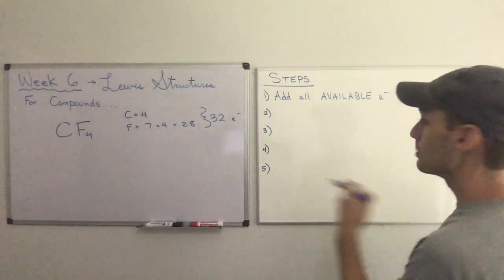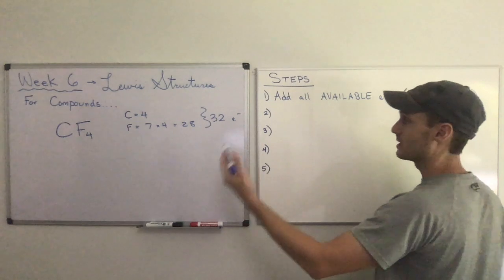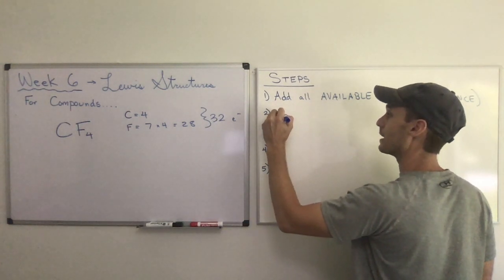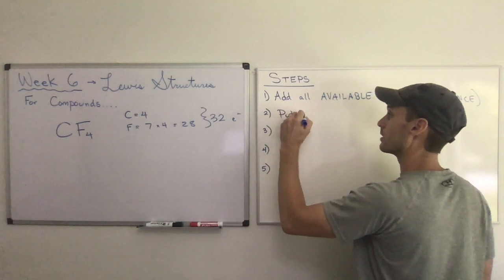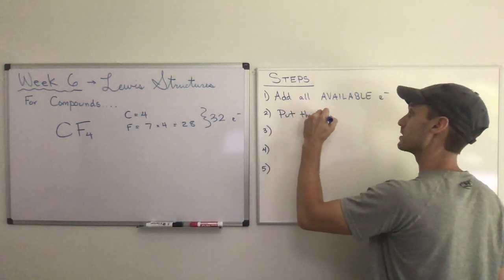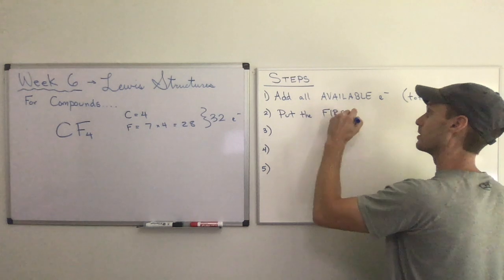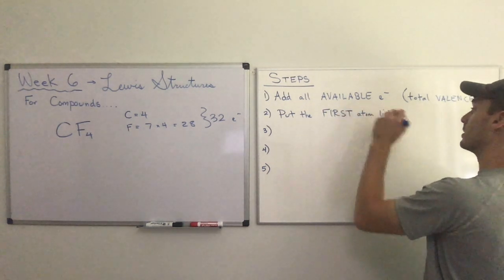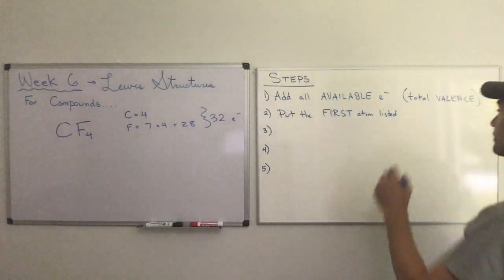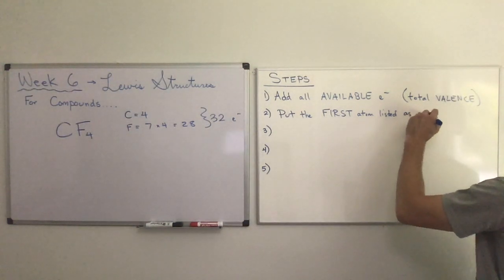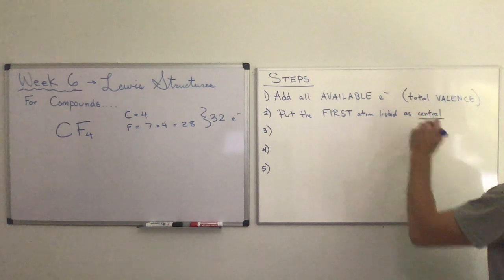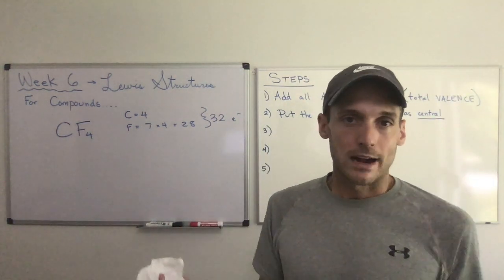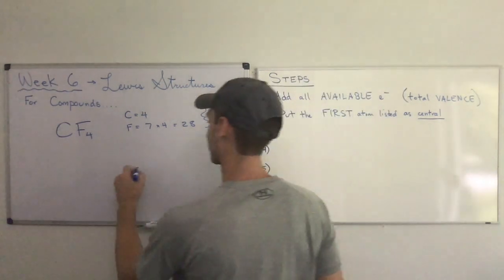Then, number 2, now we have to arrange the atoms in a structure. So what we're going to do is put the first atom listed as the central atom. And then all you're going to do with the rest is position them around the central atom. Okay, so something like this.